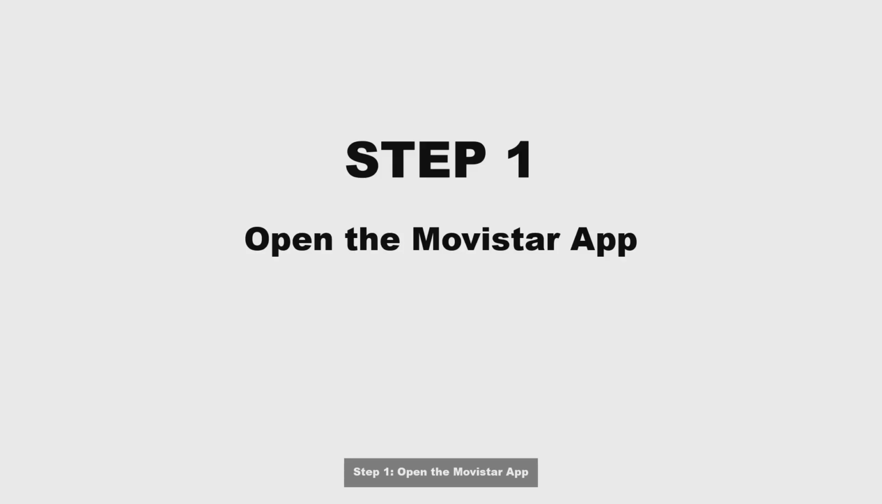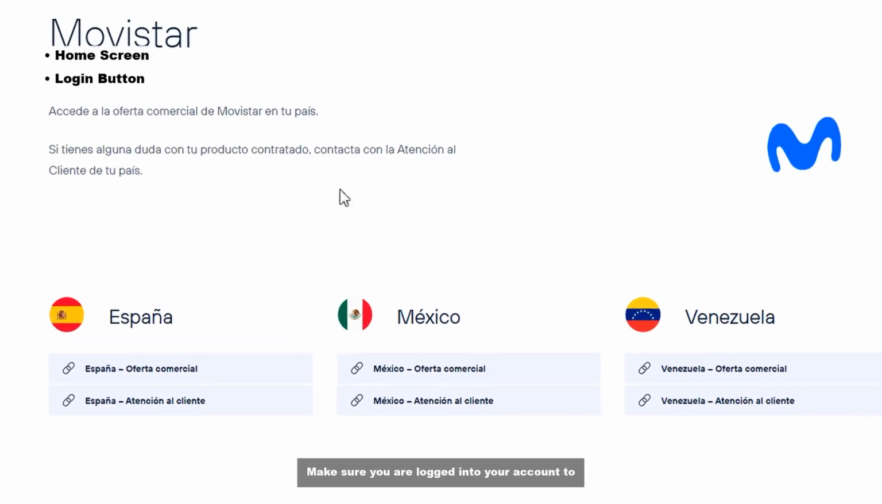Step 1. Open the Movistar app. Launch the Movistar app on your smartphone. Make sure you are logged into your account to access all features.